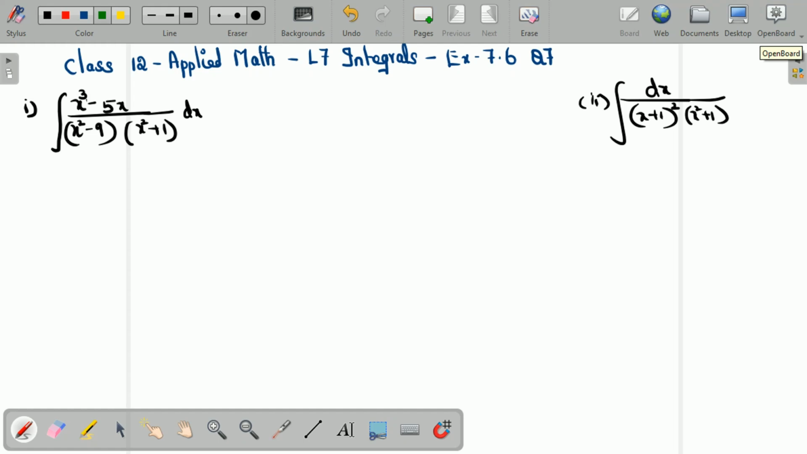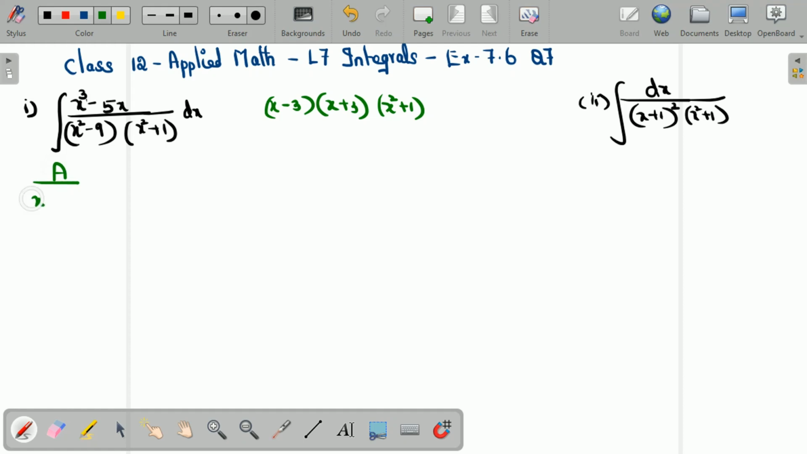In this video, let's find the solution for the 7th question. Let's first start with the first subdivision. I'm going to break this denominator as x square minus 9, which can be written as x minus 3 into x plus 3, and then there is a next term which is x square plus 1. Now in partial fraction style, let's see how to do this.